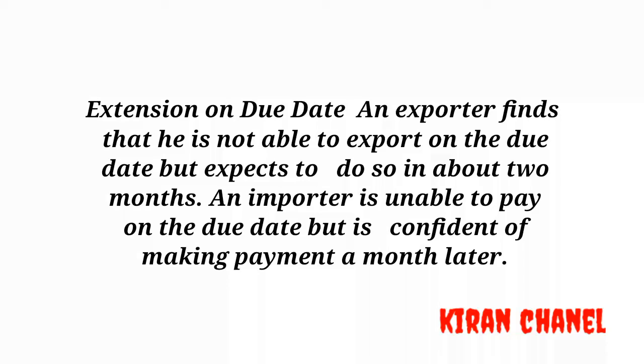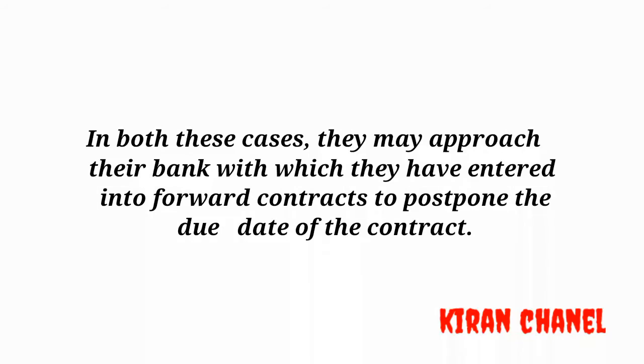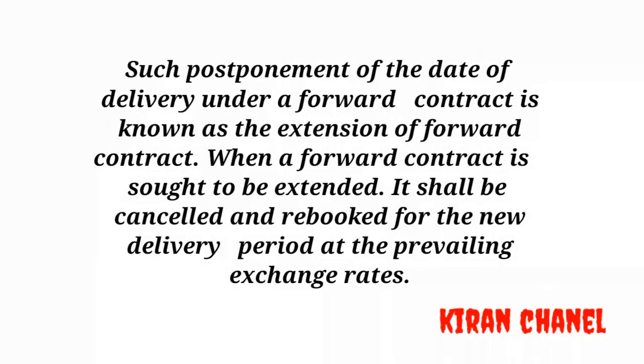An exporter finds he is not able to export on the due date but expects to do so in about 2 months. An importer is unable to pay on the due date but is confident of making payment a month later. In both these cases, they may approach the bank with which they had entered into the forward contract to postpone the due date of the contract. Such postponement of the date of delivery under a forward contract is known as the extension of the forward contract. When a forward contract is sought to be extended, it shall be cancelled and rebooked for the new delivery period at the prevailing exchange rate.